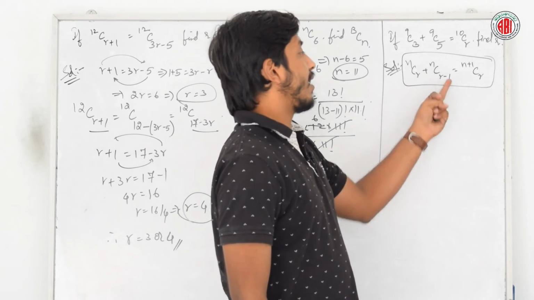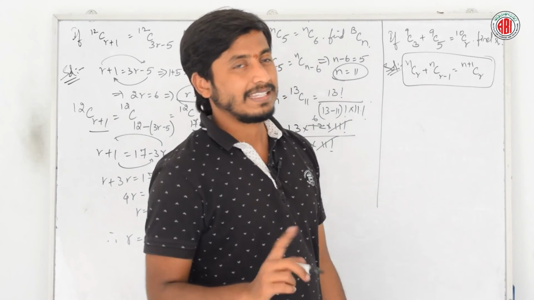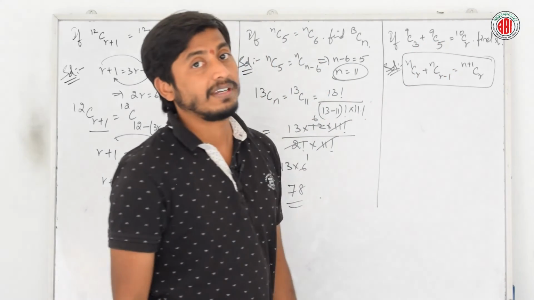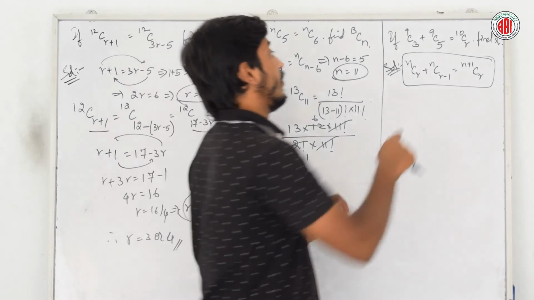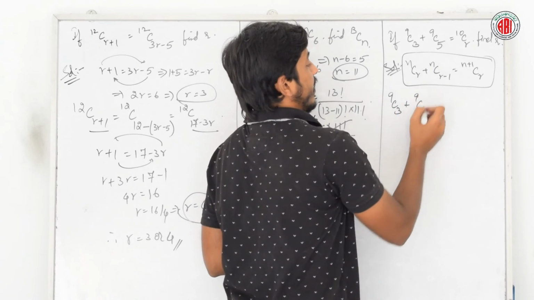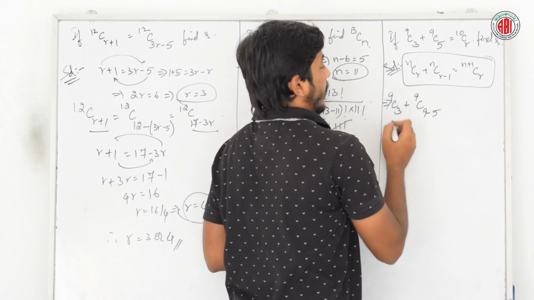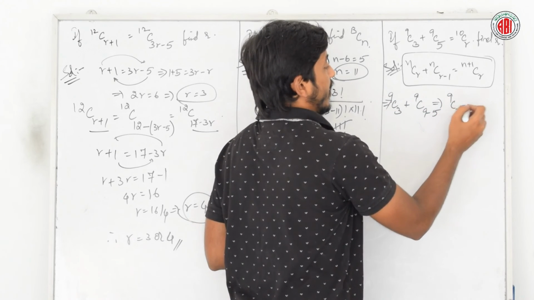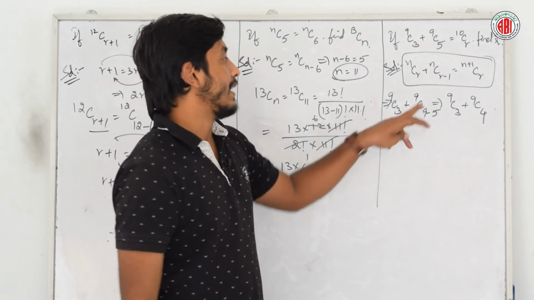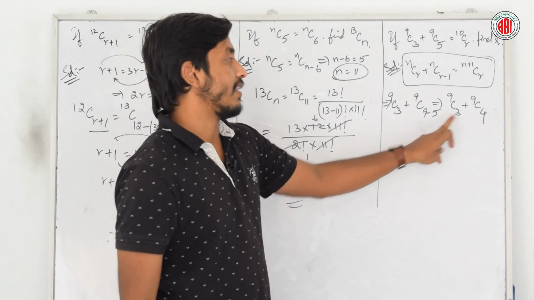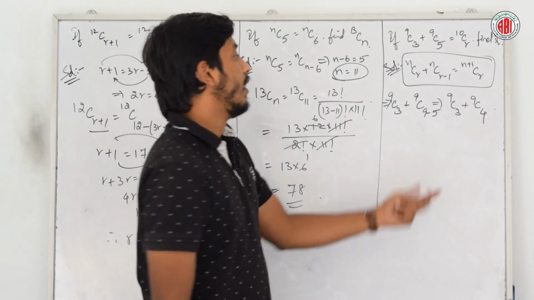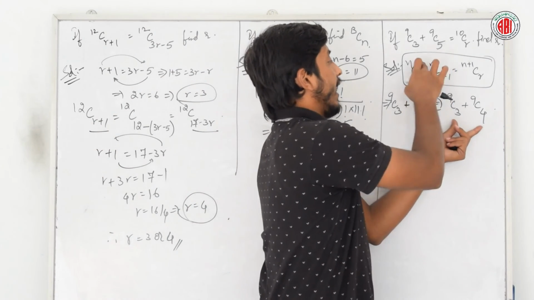Here r is 1, r minus 1 is 1 more. So we will just check which is reducing. Here 3 is there, here it is 5. So we have to convert that as 4. How do we do? Can I write this as 9C3 plus 9C(9 minus 5)? So this becomes 9C4. Yes, nCr can be written as nC(n minus r). This will be 9 minus 5, that is 4. Clear?